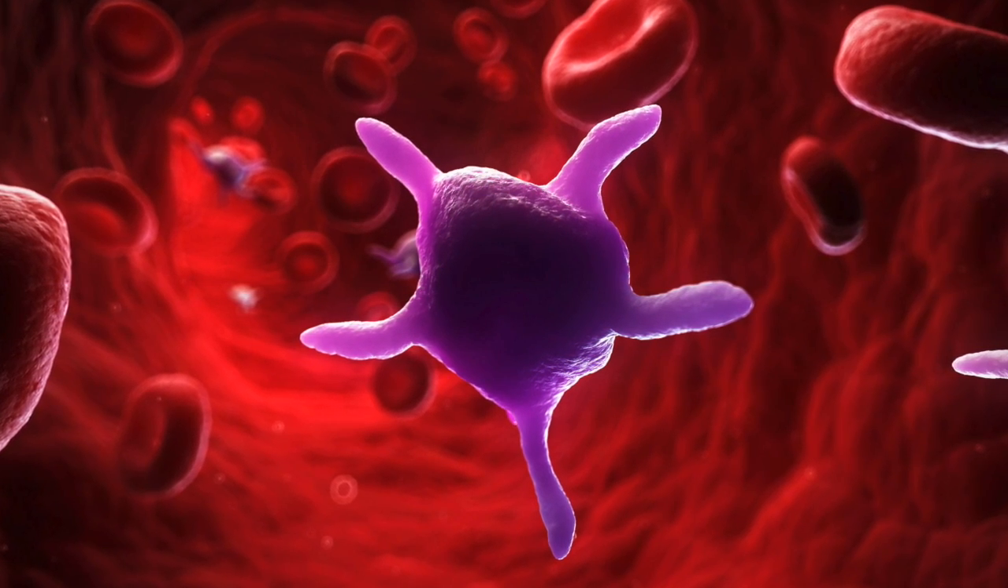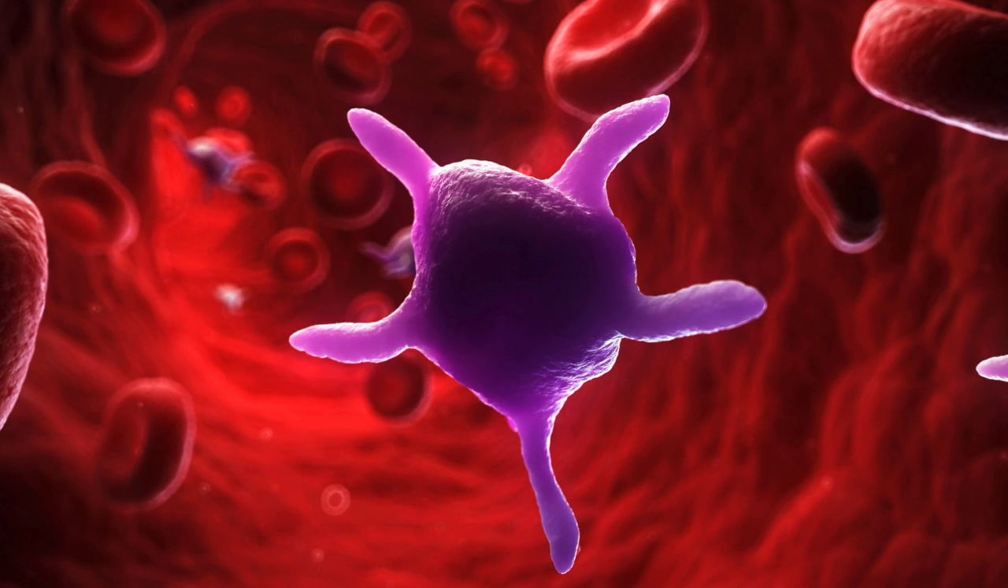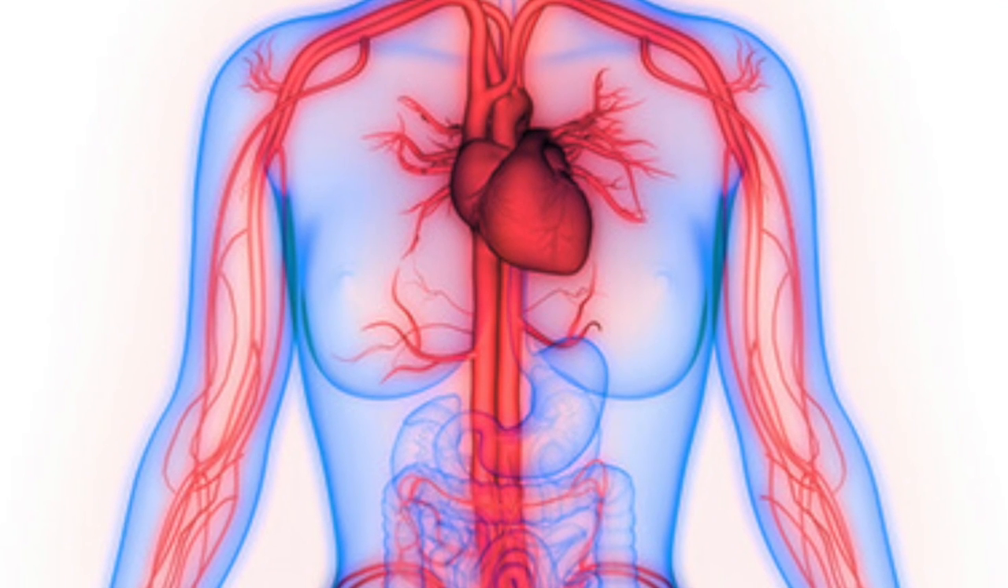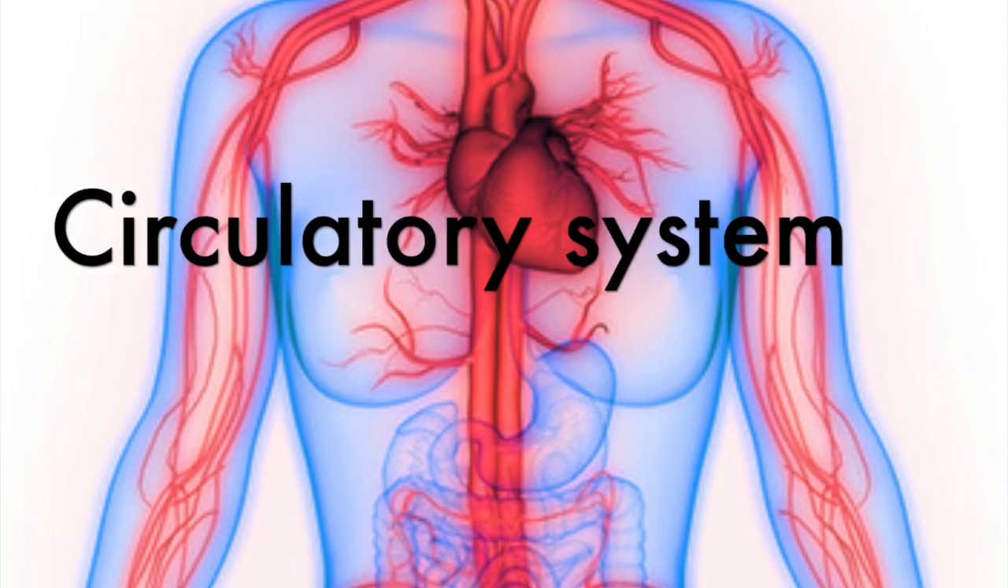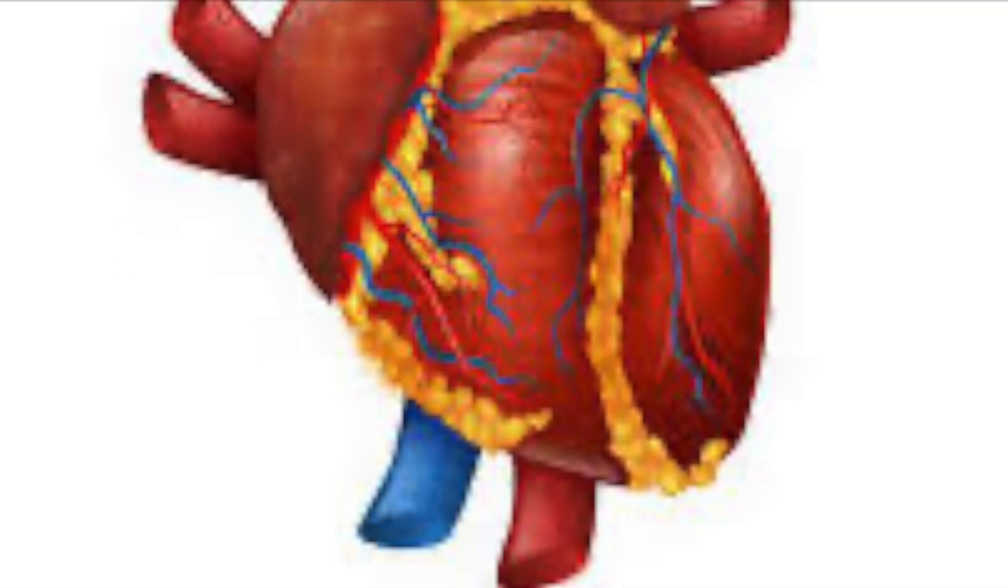The process of platelets sticking across the surface of a damaged blood vessel to stop bleeding is called adhesion. The system that involves the transport of blood through all the body is called the circulatory system. Now we are going to see the parts of the heart.